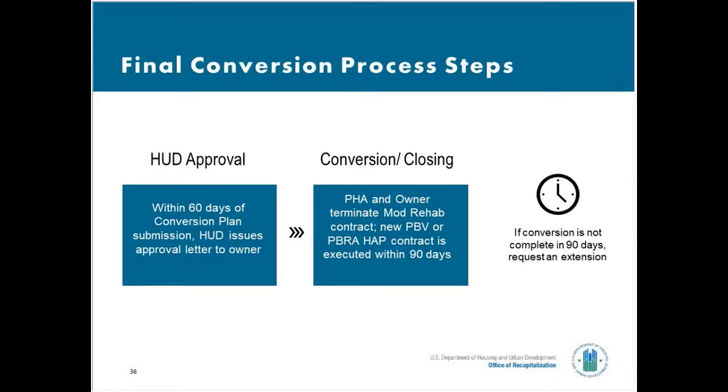And if you run into issues and you're not able to do everything that's needed to execute within 90 days, you can request an extension to extend it beyond the 90 days. Send that request to your transaction manager. And so once you've done everything, you will execute your new PBV or PBRA contract, and you'll have a contract in place for 20 years that will be renewable at the end of the term for an additional 20 years, dependent on if appropriations are available.